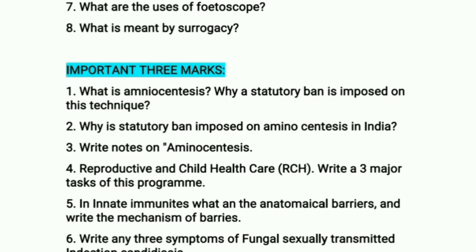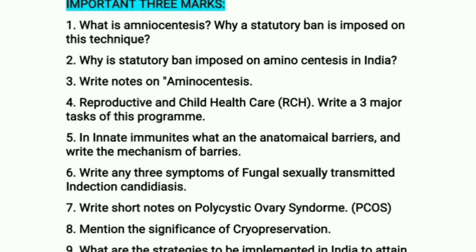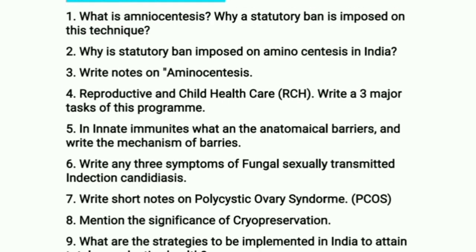Why is a statutory ban imposed on this technique? Why is a statutory ban imposed on amniocentesis in India? Write notes on amniocentesis. Reproductive and Child Health Care, RCH. Write 3 major tasks of this program.